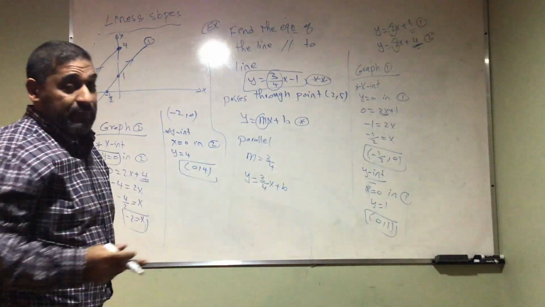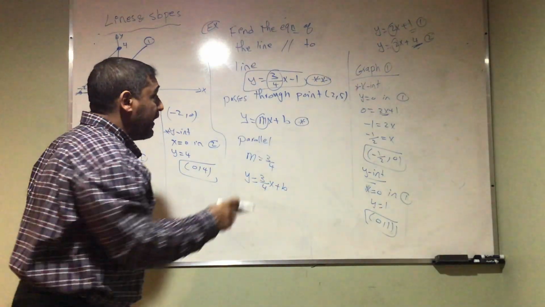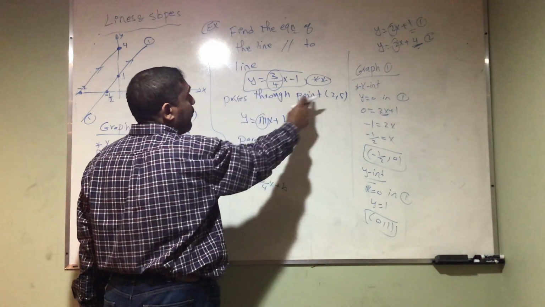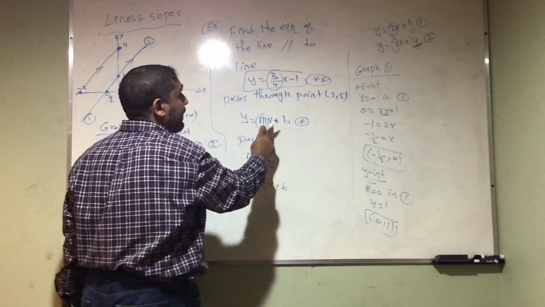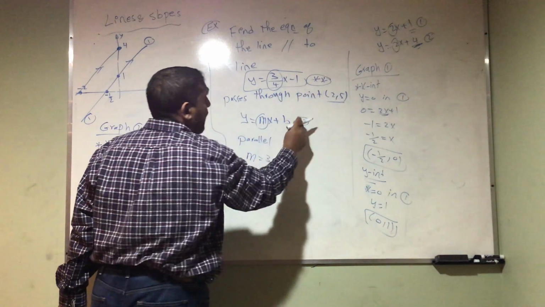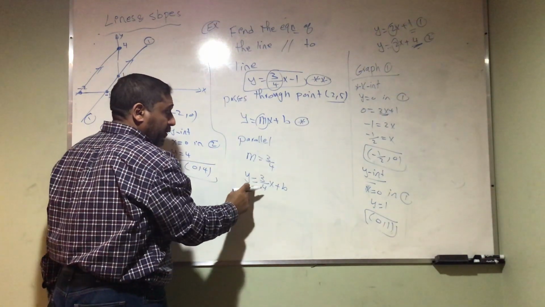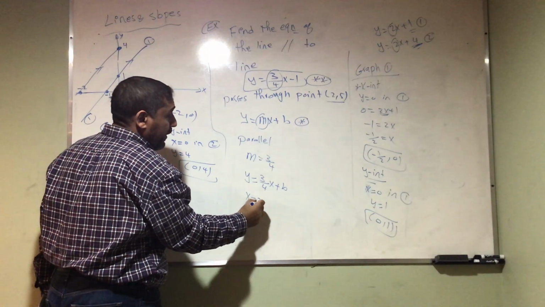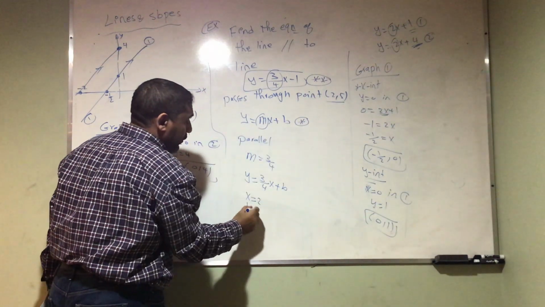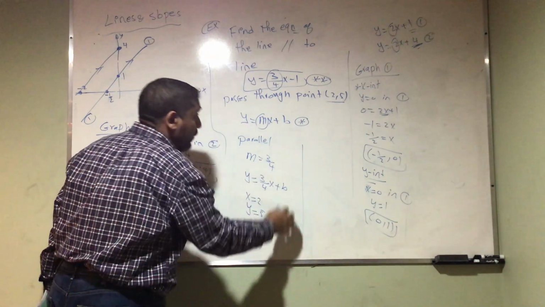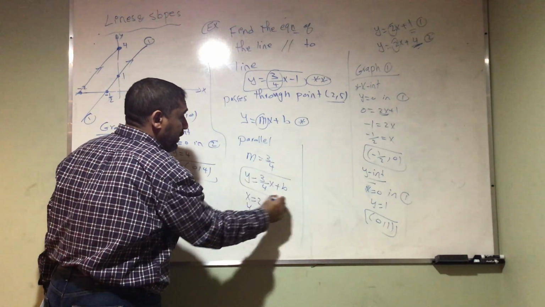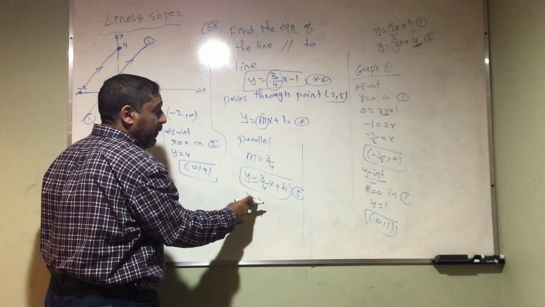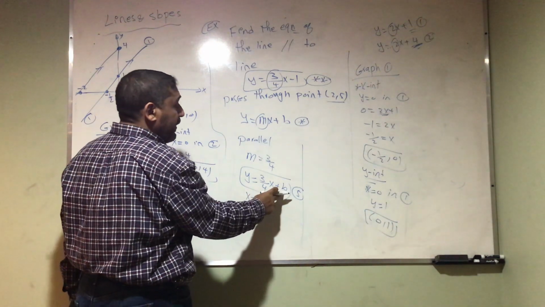In order to get the y-intercept, you need one point. Here the point is given to you. They say the line I need to find passes through (2, 5), so this point is on the line star. Now I am going to use this point to get the y-intercept. Then you are done. So x equals 2 and y equals 5. I put that in this equation: if I replace x by 2 and y by 5, then you get your y-intercept.